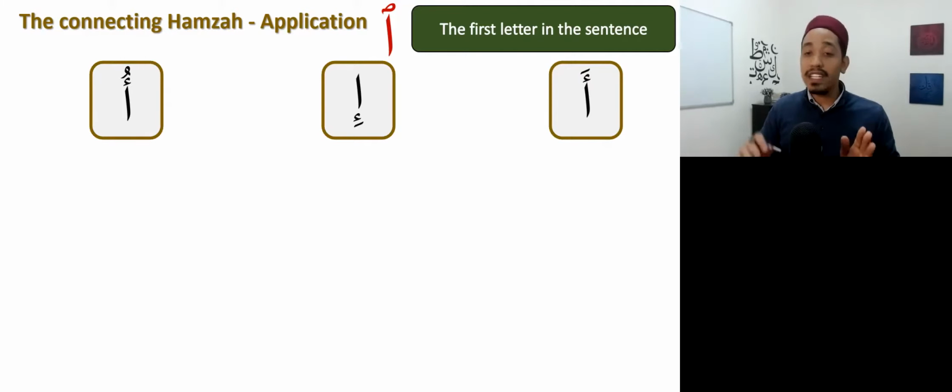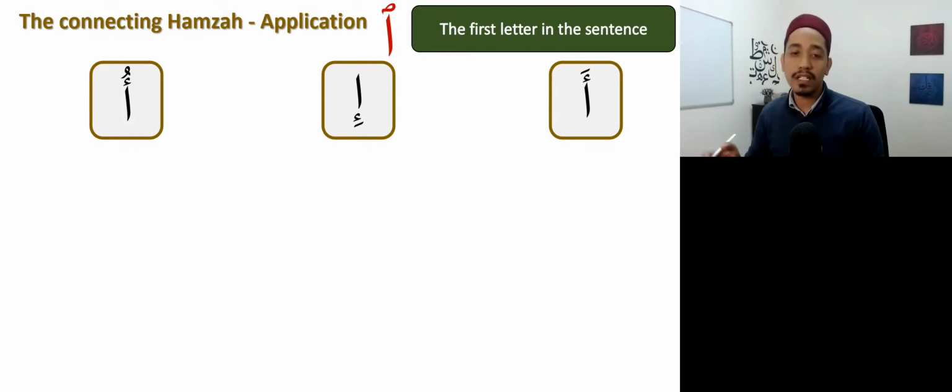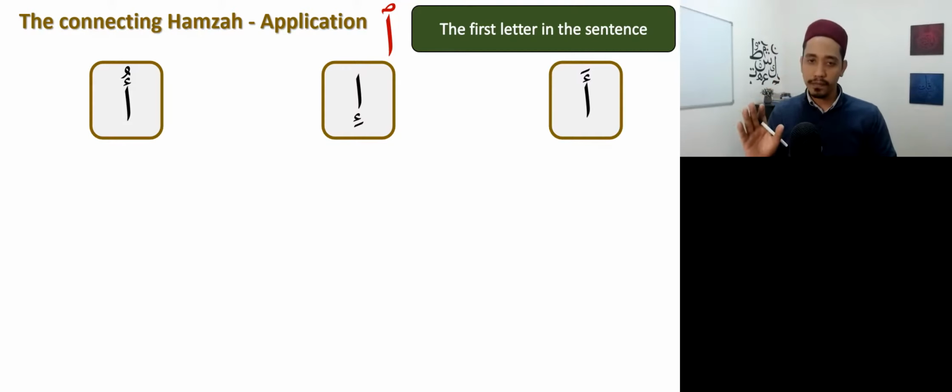Remember, it's called the connecting Hamza, not called Hamza for no reason. Hamza because, as we know, the Hamza is a, i, and u. So the connecting Hamza, when it's in the beginning of the sentence, will fulfill that role of being either a, i, or u. Okay, now the golden question is, how do we know?